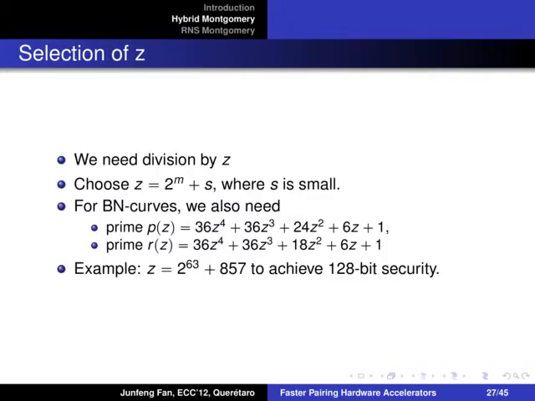So that means we need to perform division by Z. But we know that nobody likes division in hardware or software because division is too slow. But luckily, we could choose a Z in such a form, 2 to the power something plus or minus a small number, as long as P of Z and R of Z are prime. It's sufficient to have a secure pairing over BN curves. We want to achieve 128-bit security, so we selected Z as this.